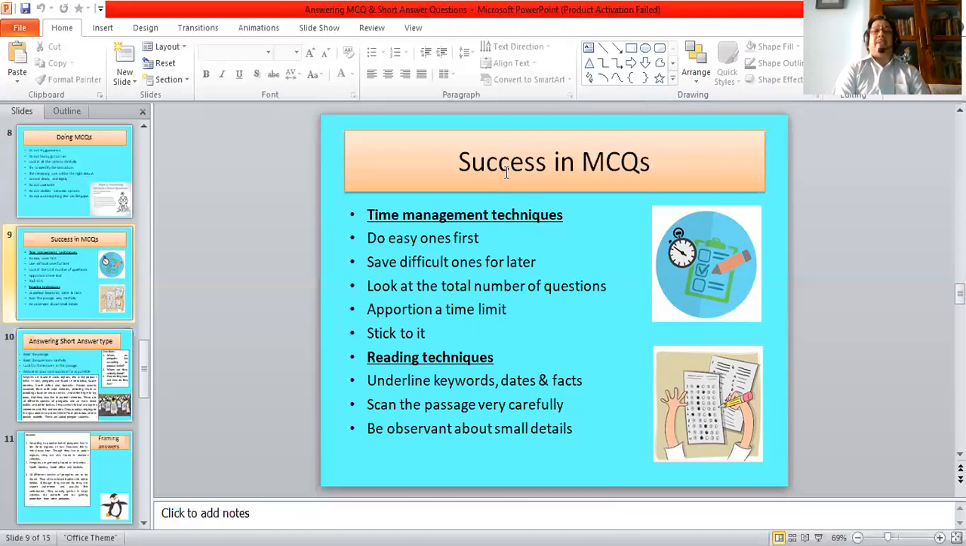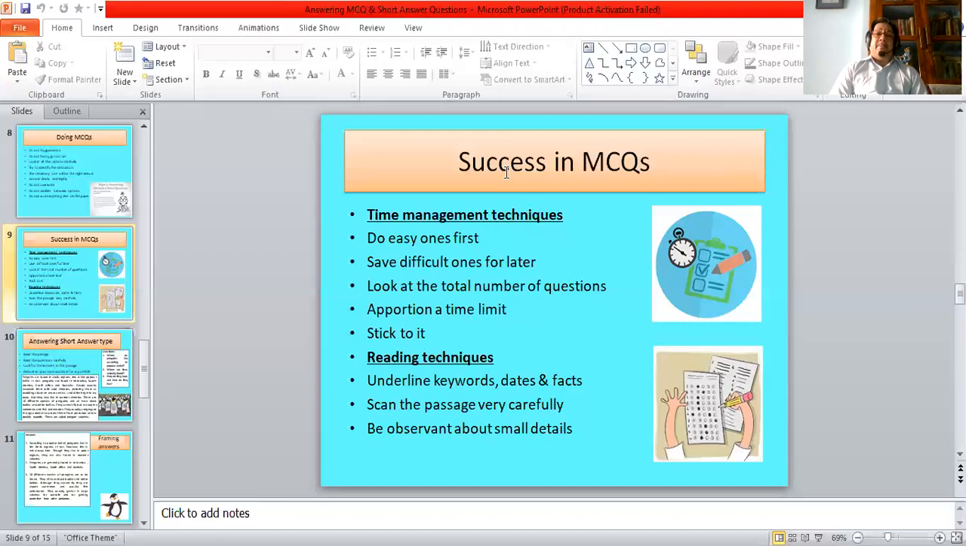Do not stretch your time for any question, however difficult or interesting it might be. Leave all that for the end. Leave the challenging ones for the end, when you have finished the rest of the paper and you are relatively free to tackle the difficult ones. Make a time limit for handling the questions, say 1 minute for each, and rigorously stick to it. Don't deviate from the schedule at all, because that alone will ensure that you are able to do all the MCQ questions in time.